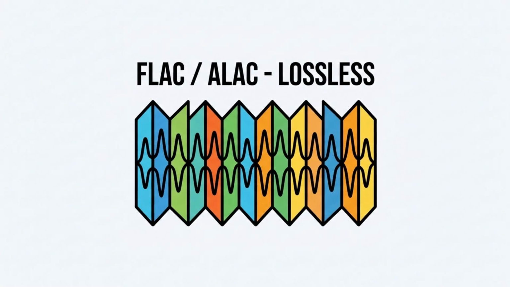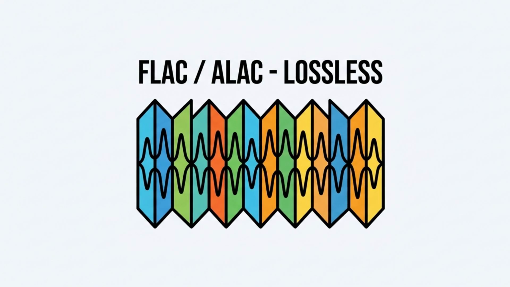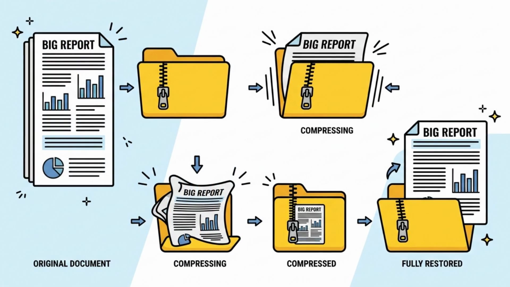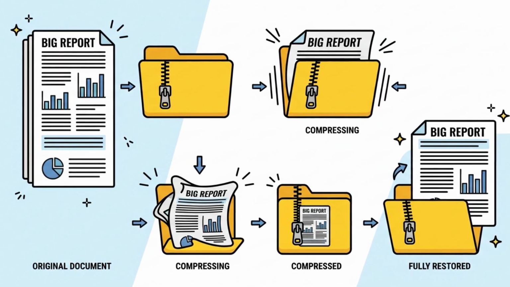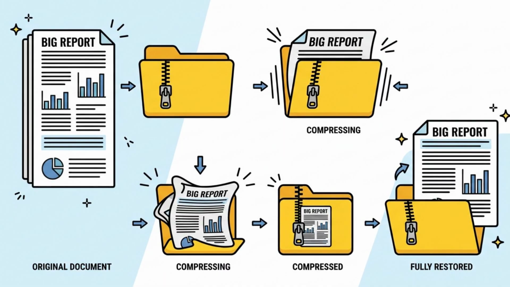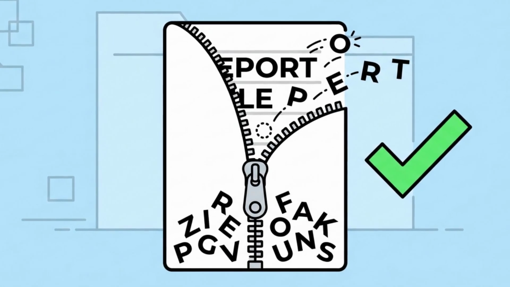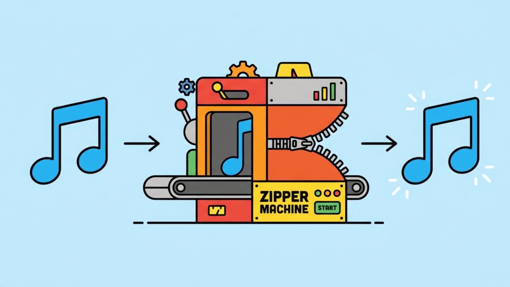The fourth format is FLAC and Apple's version, ALAC. This is lossless compression, and to get it, think about a zip file for a second. You can squeeze a huge document down to a fraction of its size, email it, unzip it on the other end, and get every single character back perfectly, nothing missing. FLAC does that exact thing to music.